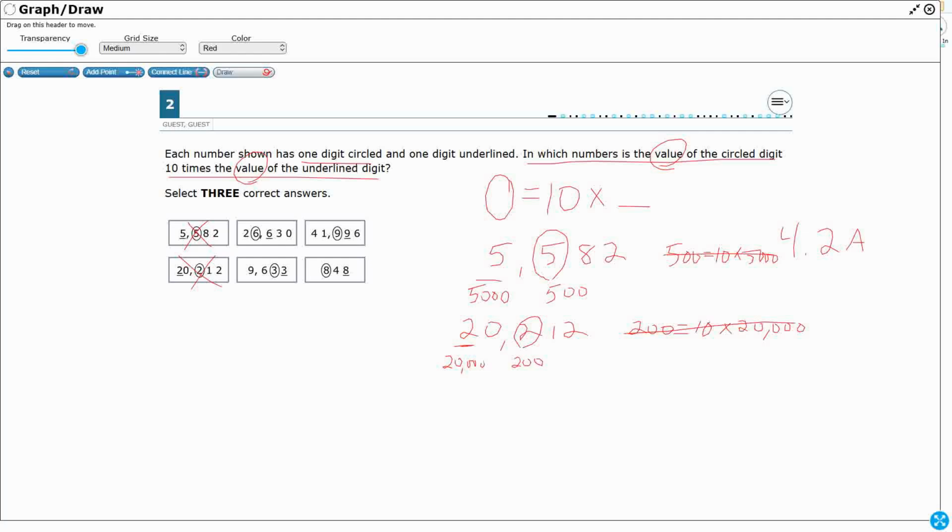So let's look at this 26,630. So I've got a circle there, I've got an underline there. So this circle is worth 6,000, and the underline is worth 600. So I could say 6,000 is equal to 10 times 600. Now that finally makes sense. At least one of them makes sense, right?